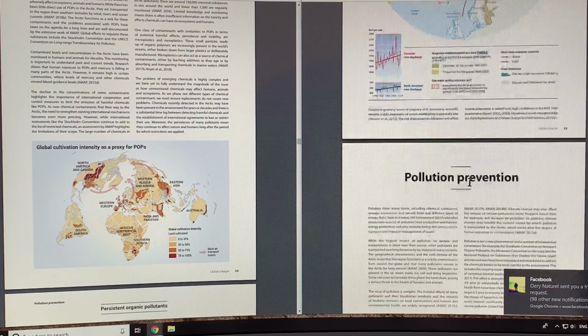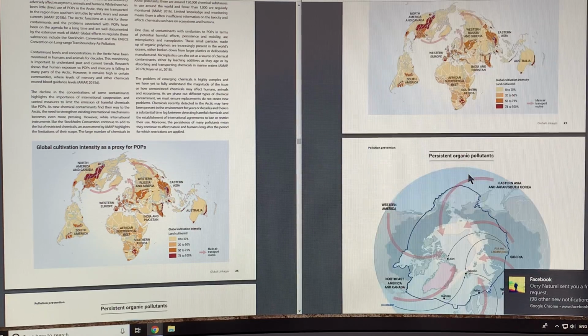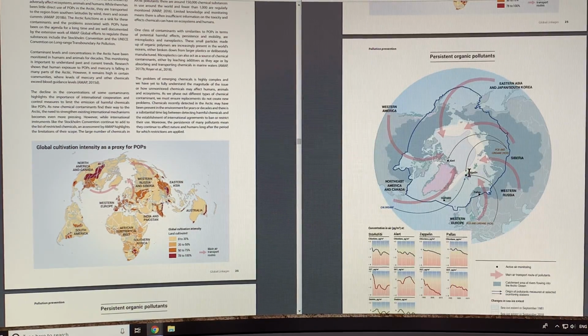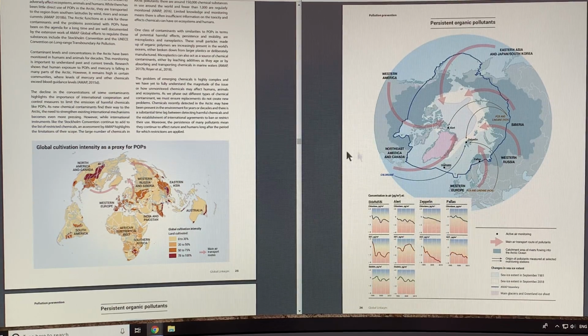Now we're going to talk about some other types of pollutants in the Arctic: persistent organic pollutants, or POPs. These are things like fertilizers, herbicides, and pesticides. As a proxy of the sources, you can look at the global cultivation intensity. Land that is 75 to 100% cultivated is in these areas here, 50 to 75% are these dark brown shades, 20 to 50% the lighter shades, and 0 to 20% the rest.